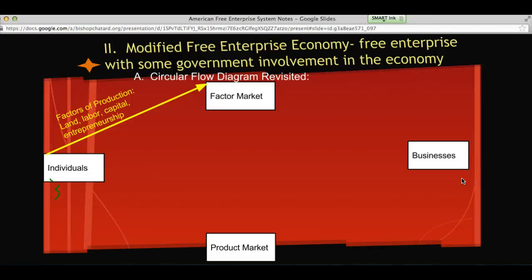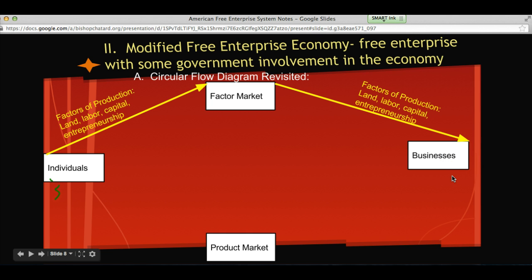They're going to have to sell them to businesses. So we're going to bring it over to our businesses. So we have those land, labor, capital, and entrepreneurship being brought over to our businesses. What are the businesses going to do with all those raw materials? They're going to make a product. They're going to make some sort of item, good, or a service.